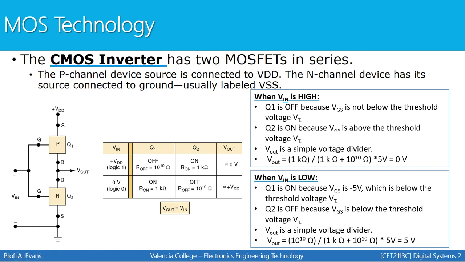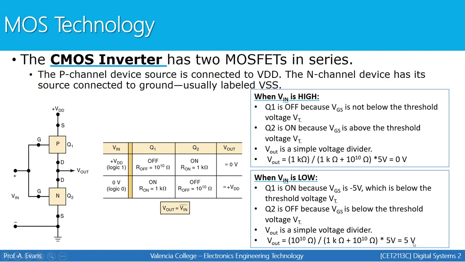And if I complete a voltage divider once again, I have the output voltage right here, which will be the resistance of Q2 when Q2 is off, which would be really, really high, divided by the resistance when Q1 is on, plus when Q2 is off, times 5 volts. You end up getting an output of 5 volts.